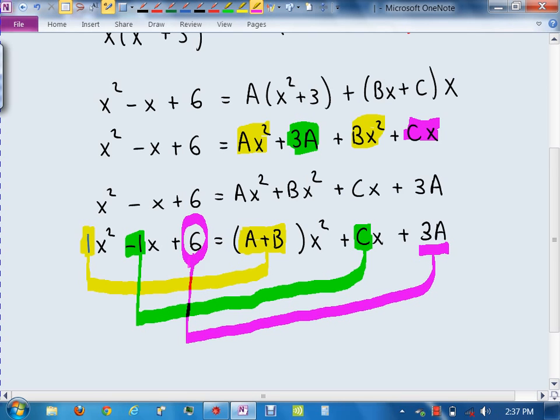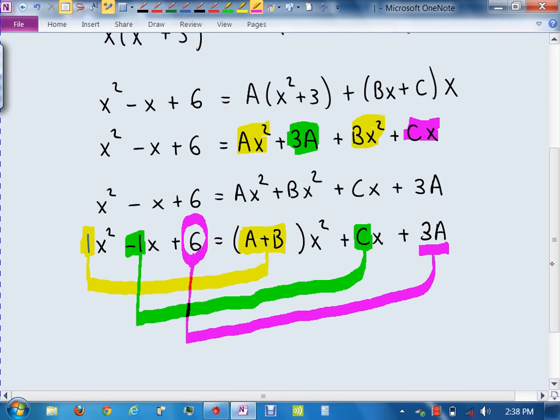Positive 6. Just so you know, if there was not an x here, but there was a cx over here, then what would c have to be? 0. Okay? So if you've got something there that doesn't appear over here, then that means there's a 0 in front of it.